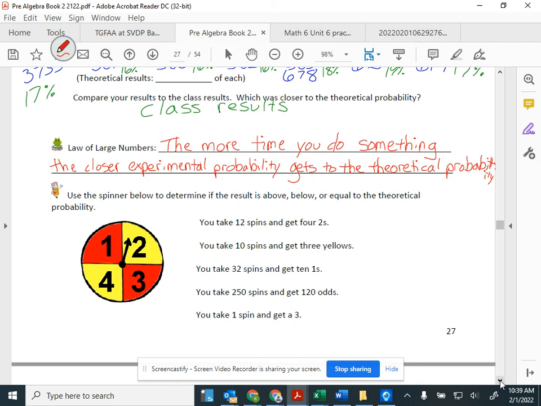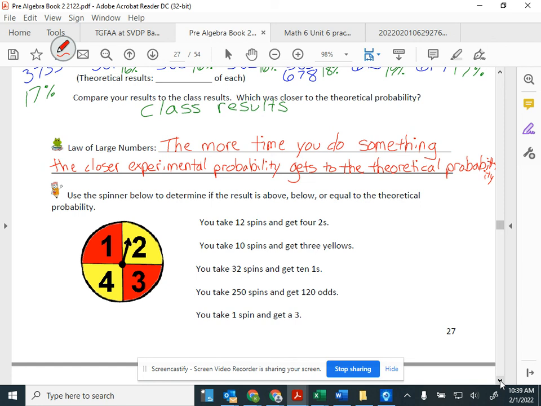Okay. Use the spinner below to determine if the result is above, below, or equal to the theoretical probability. So this you're going to work on your own. And you're going to think it through. You take 12 spins and you get 4 twos. So think it through. If you're doing 12 spins, how many times do you think you're going to land on those twos? I want you to go through this on your own, and then we'll talk about it. But I want you to do some of the thinking yourself. Think it through. Are you going to be above, below, or equal to a theoretical probability?